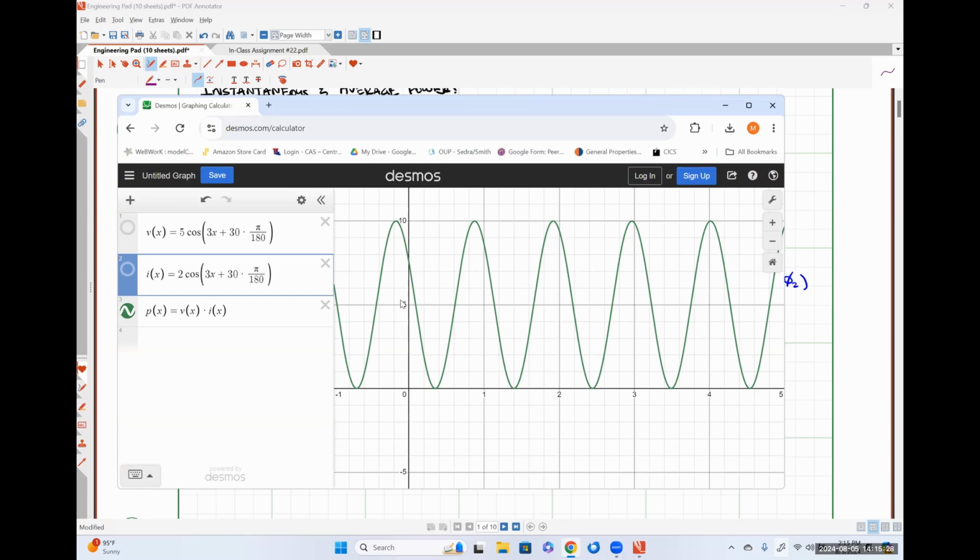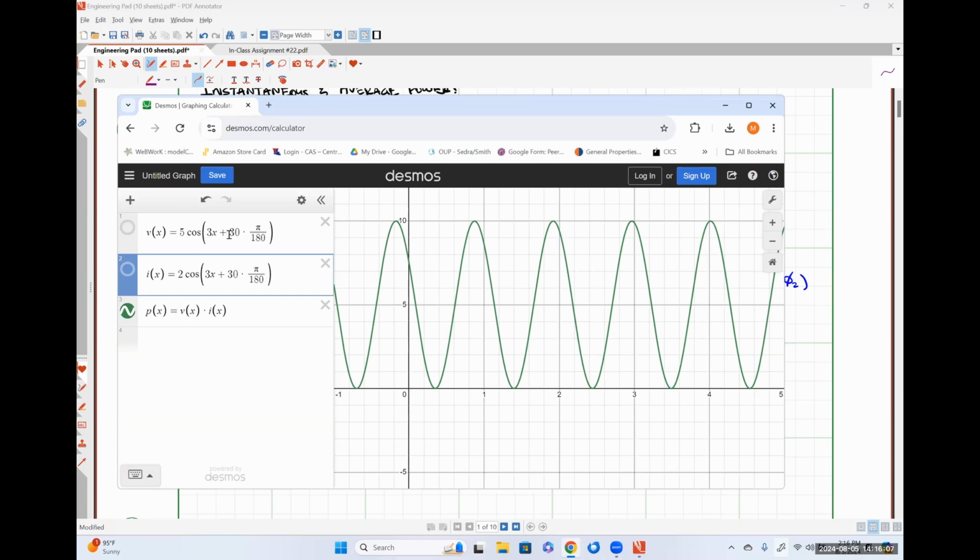This makes sense to me, or our power signal being only above the horizontal axis makes sense to me because we learned on the third day of class that resistors can only absorb power. They can't ever store energy. They just absorb power and convert electrical energy into heat. And that's what this power relationship tells us. Because it never dips below the horizontal axis, it's never supplying any power. Okay, so that makes sense.